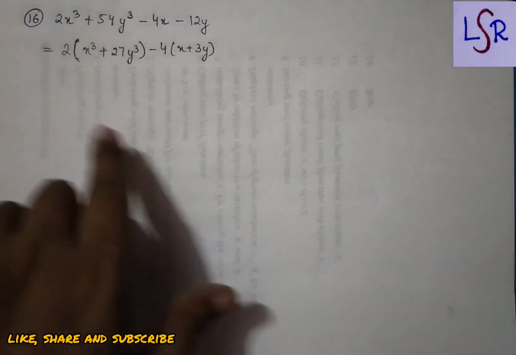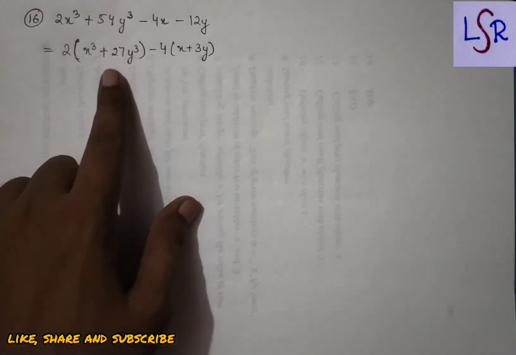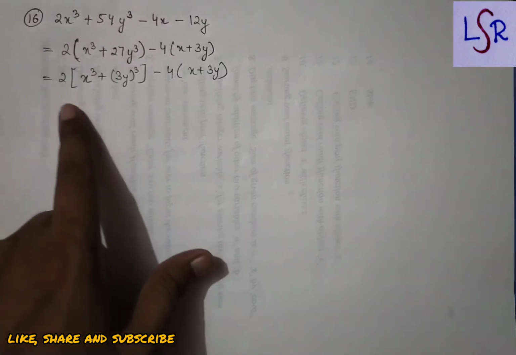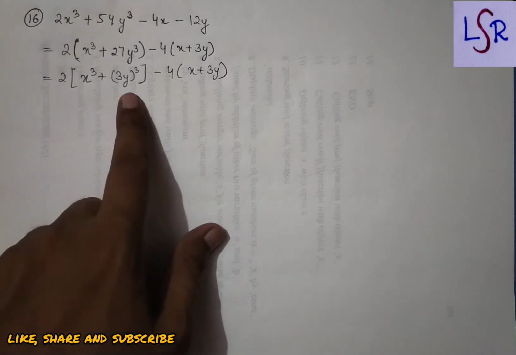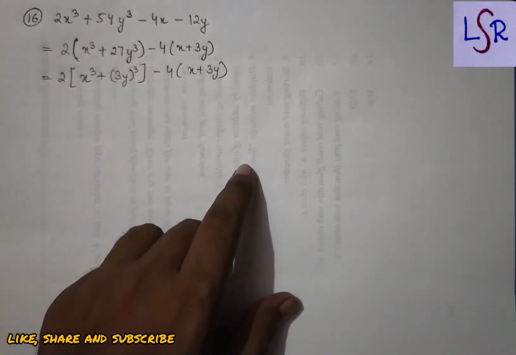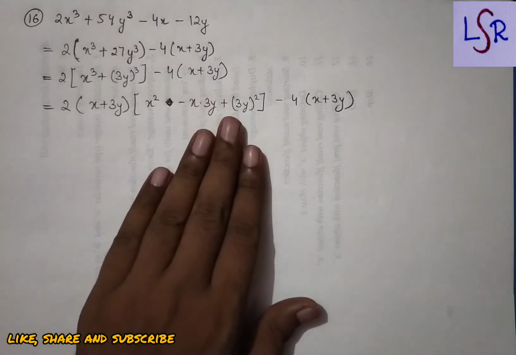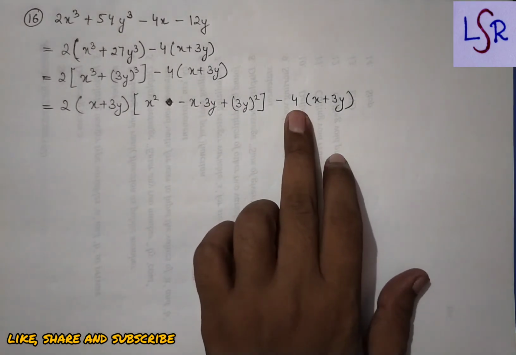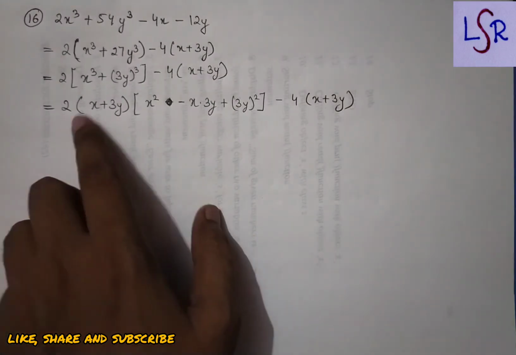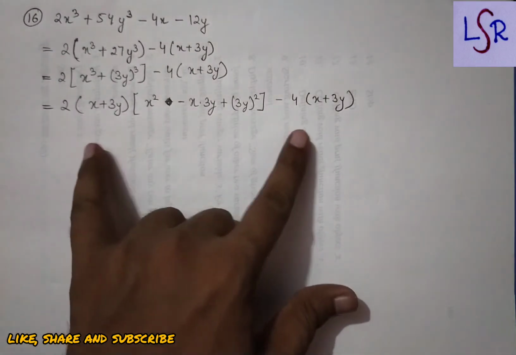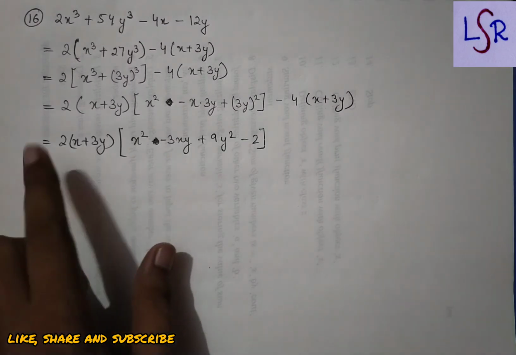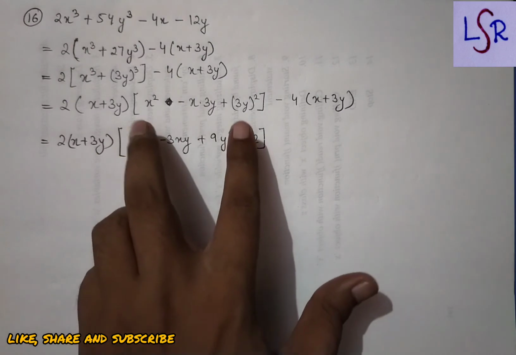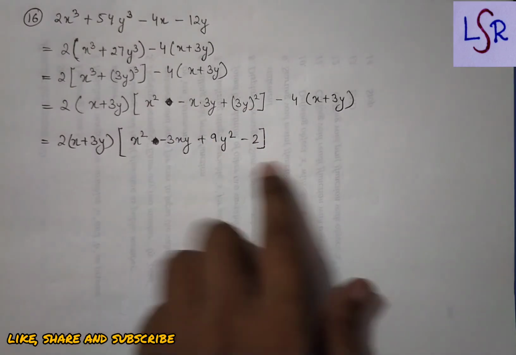Now this can be rearranged in the form of a cube plus b cube. After arranging this in the form of a cube plus b cube, we can use the identity, and here we have used the identity and got this expression. Now we see that we can take a common of 2 and x plus 3y from here, and after taking 2 and the bracket common from here, we are left with this whole expression and minus 2 from here.